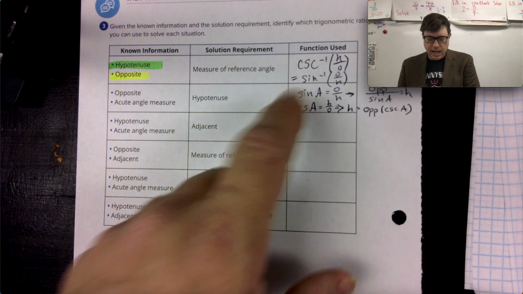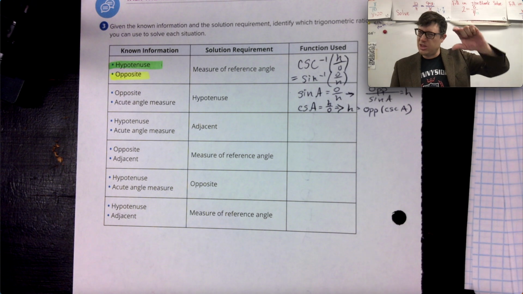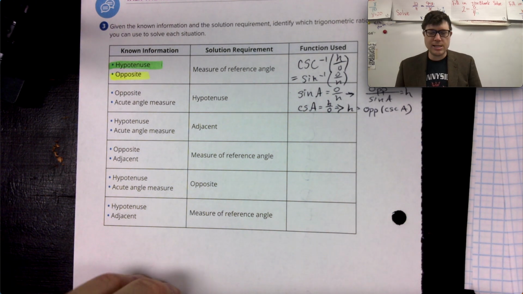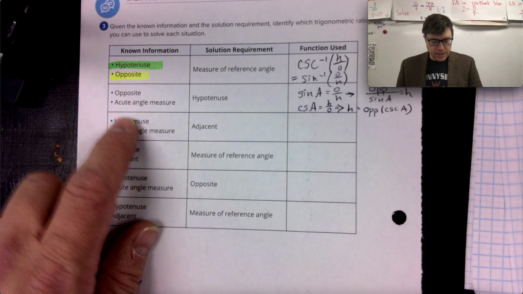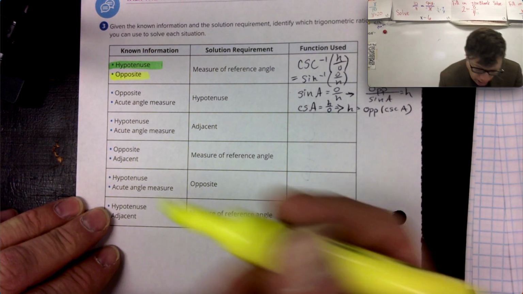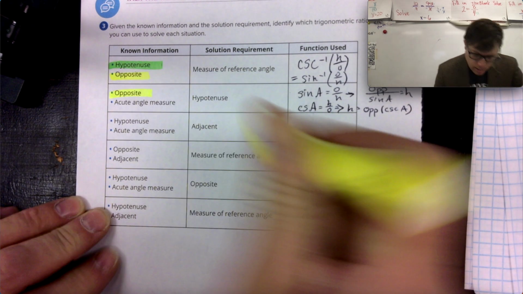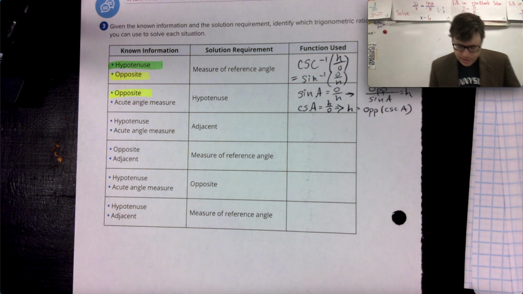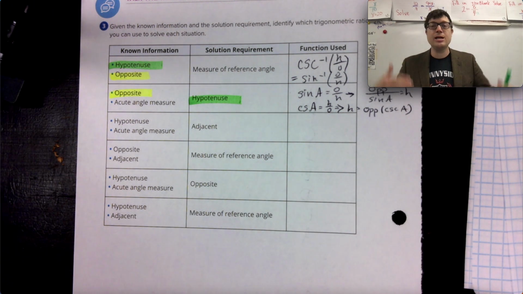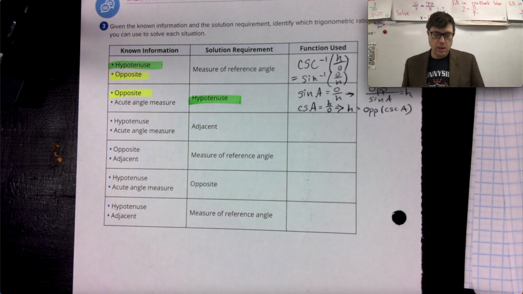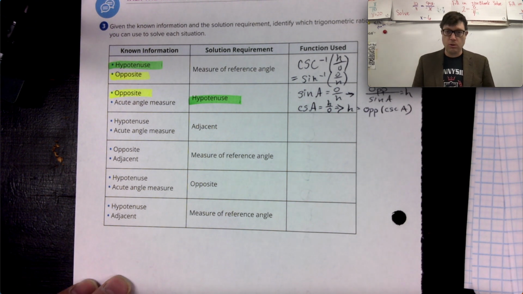Or setting up sine inverse of o over h. Remember that they're reciprocals, they flip. So that's going to let me know how to find the measure of the reference angle. In the second one, we know the opposite but we don't know the hypotenuse, so therefore it's not inverse, it's just directly sine of the angle and cosecant of the angle.